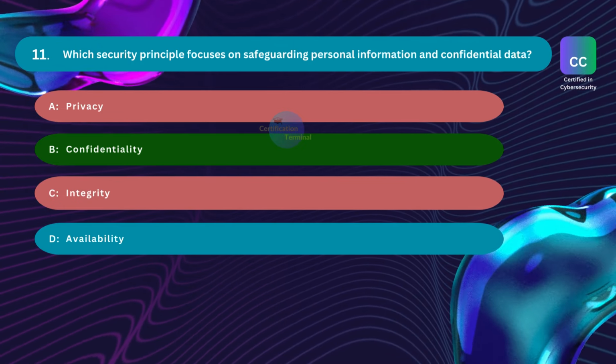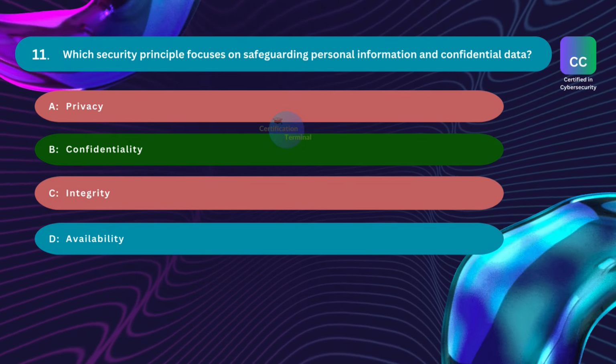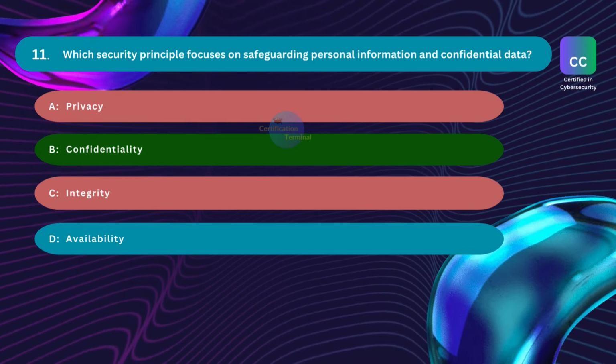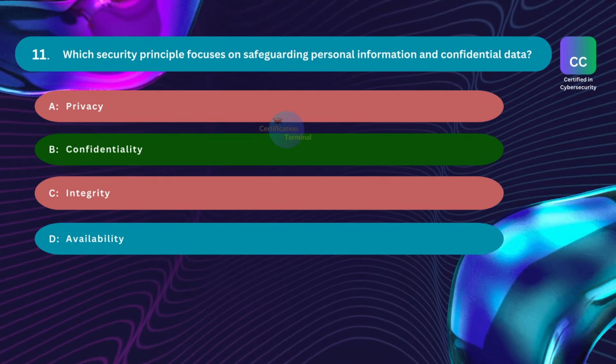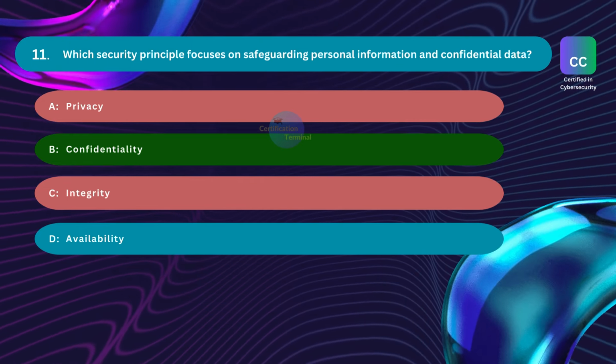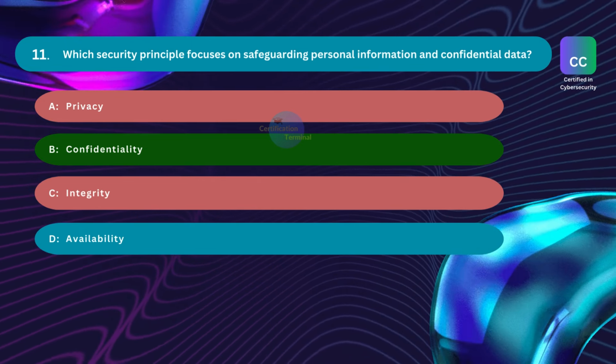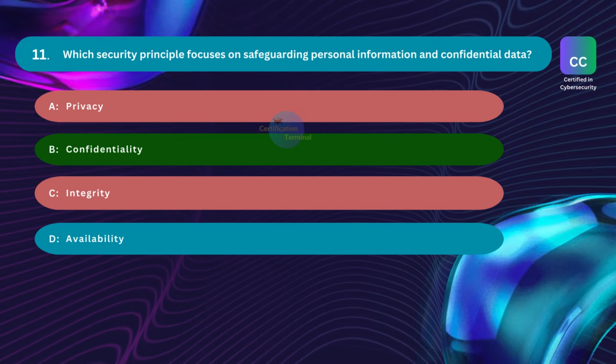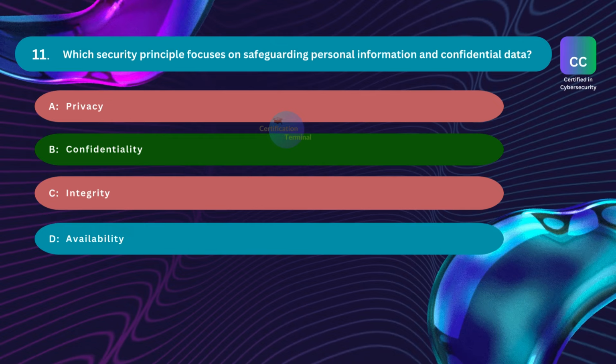Option C, Integrity, is incorrect. Integrity is another essential security principle, but it focuses on the accuracy and trustworthiness of data rather than confidentiality. Integrity measures aim to prevent unauthorized modification or alteration of data, ensuring that information remains accurate and reliable.